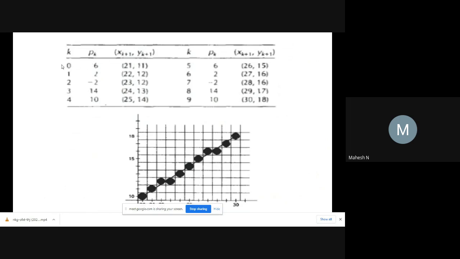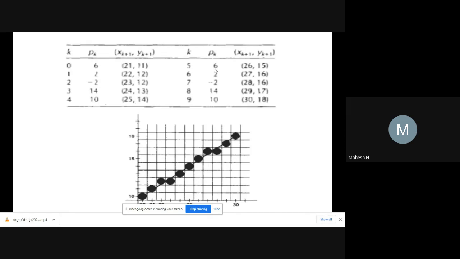So first, I got my decision variable as 6. So from 20, 10 I changed it to 21, 11. Next my decision variable was 2. I changed it to 22, 12. Next it was minus 2, 23, 12. Like this I did it, right? So till here I stopped.